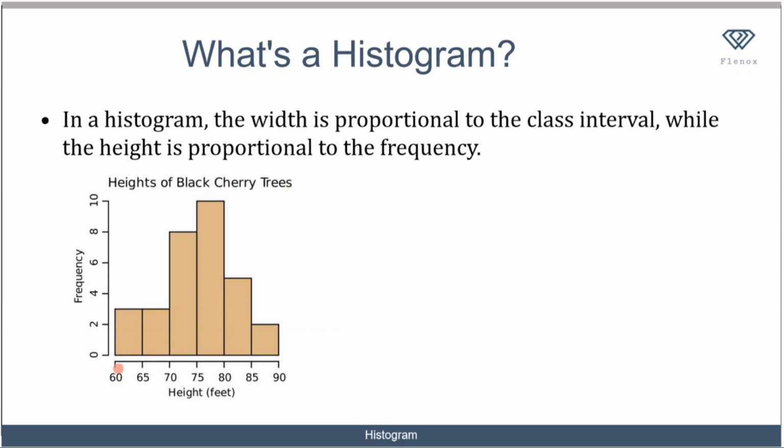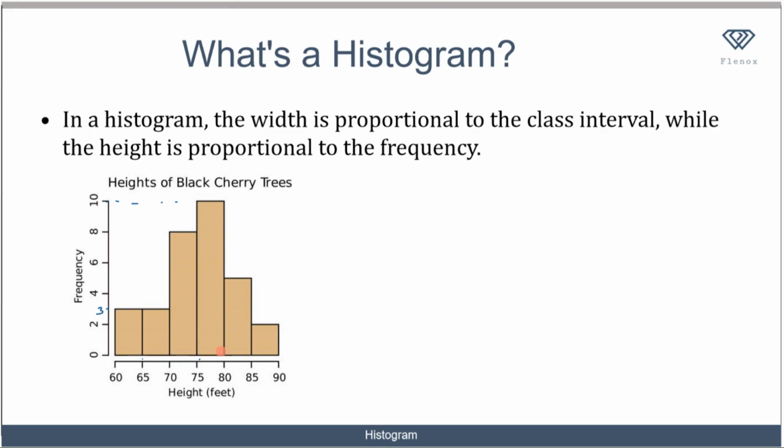So for heights that fall between 60 to 65, if I trace it up to my frequency axis, I'm going to get 3. So what it means is that there are 3 black cherry trees that fall between the height of 60 to 65. Similarly, there are 3 black cherry trees that fall between the height of 65 to 70. How about from 75 to 80 feet? We can see that there are 10 black cherries. So there are 10 black cherries that fall between the height of 75 to 80 feet.